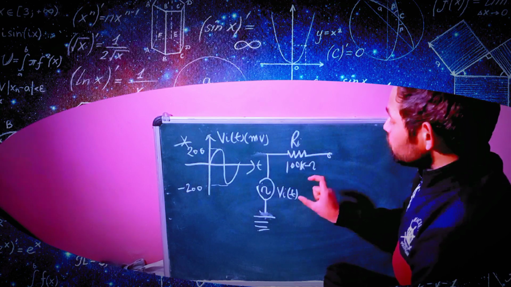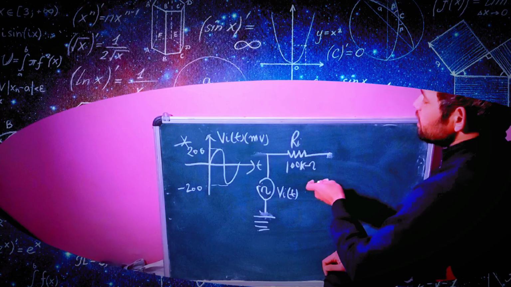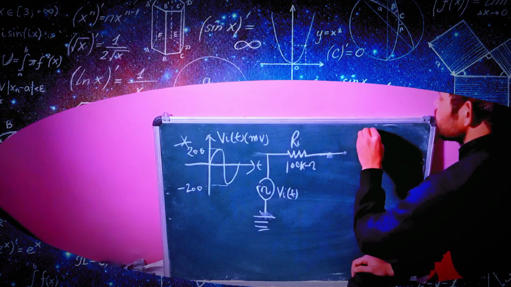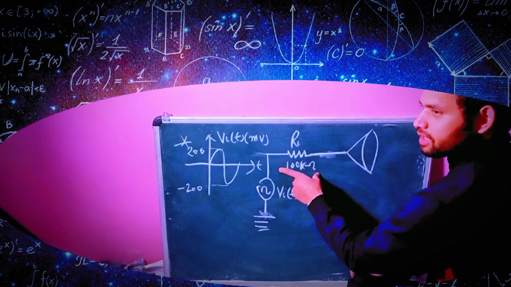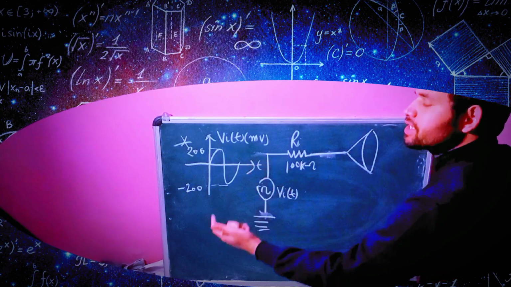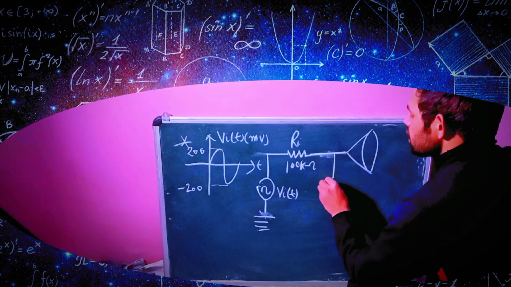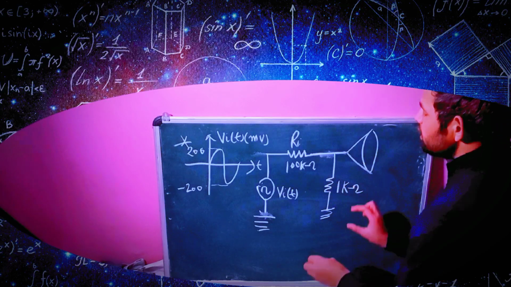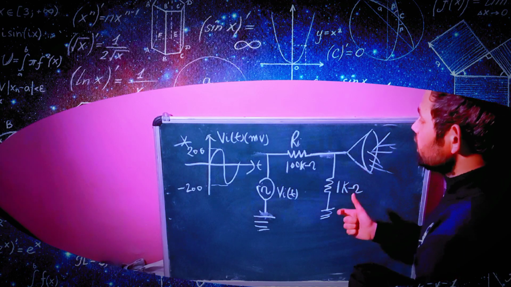What if I tell you that I'm going to apply this signal to a loudspeaker. So here is my loudspeaker. If I connect this input signal, let's say it is a voice signal, directly to a loudspeaker whose load resistance is 1 kilo ohm. So this is the loudspeaker.